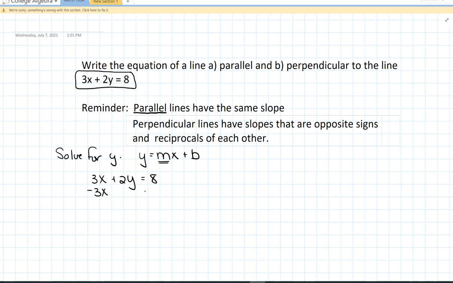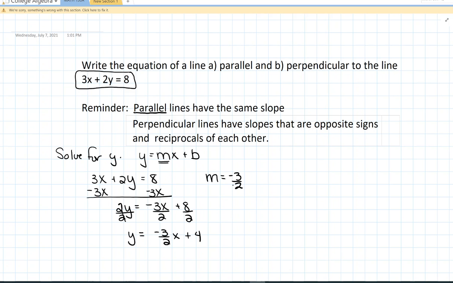So subtract 3x from both sides. I have 2y equals negative 3x plus 8. Get the y by itself by dividing off by the 2. All right, so our y equals negative 3 halves x plus 4. So the thing that I know is the slope of this line.